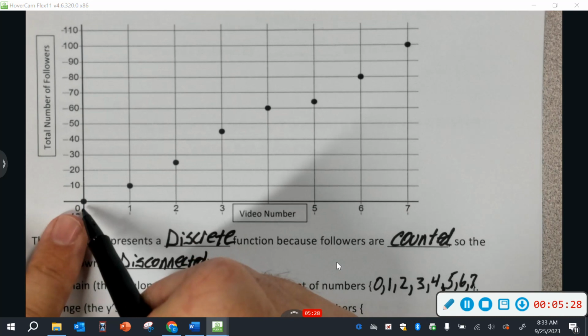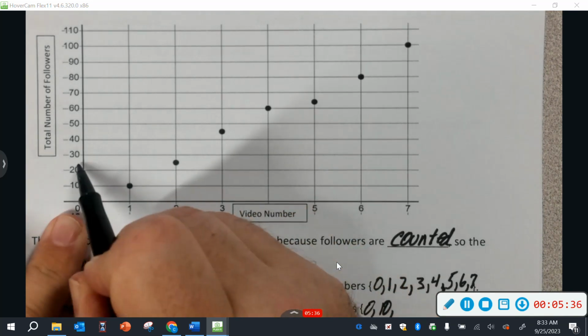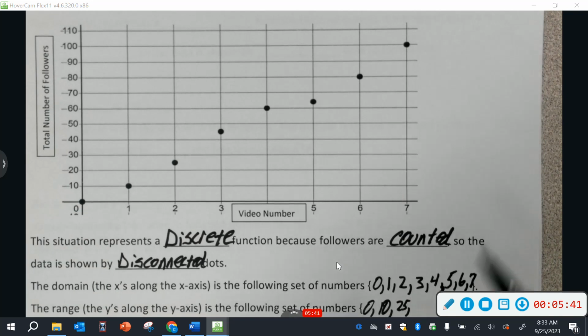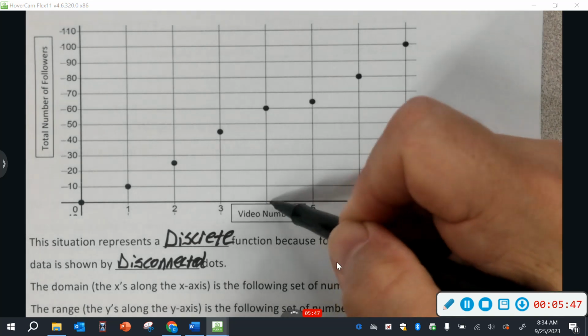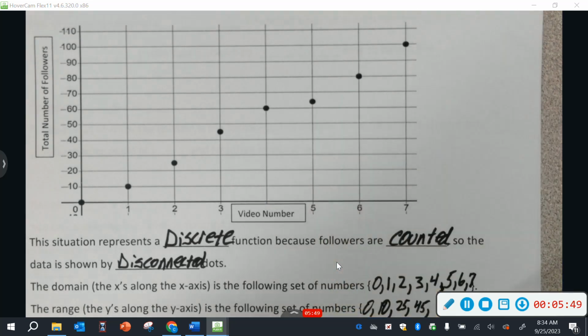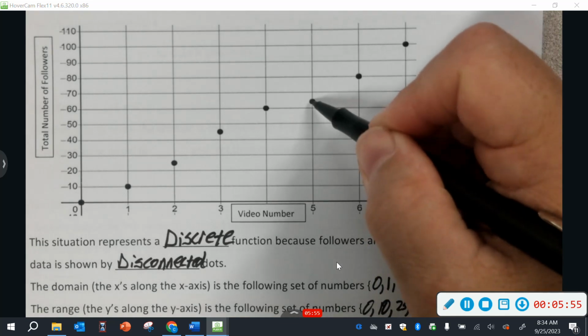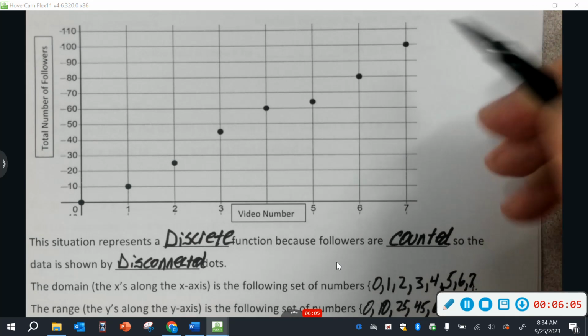Okay, so for each dot we're going to put the y value. So for this dot we're going to put 0. For this dot we're going to put 10. For this one we'll put, that looks like 25. And then for this one that looks like 45. And then for 4 that looks like 60. 5, that'd be 65. And then for 6 that'll be 80. I wrote a little too big here. And then for 7 that will be 100.